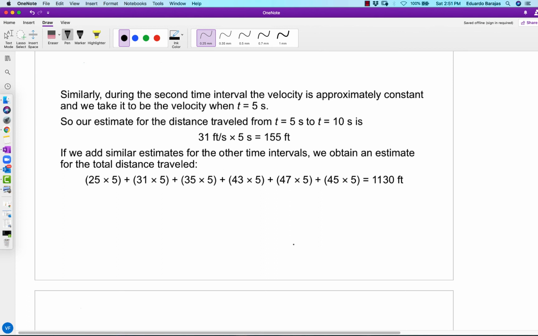Similarly, during the second time interval, velocity is approximately constant, and we can take it to be the velocity when t equals 5 seconds. So our estimate for the distance traveled from timestamp 5 seconds to timestamp 10 seconds is 31 feet per second times 5, which is 155 feet. So if we add similar estimates for the other time intervals, we obtain the total distance traveled, right? During the first interval of 5 seconds, the second interval of 5 seconds, the third, the fourth, the fifth, and so on and so forth. We multiply them all separately, add them together, we get an estimate of 1,130 feet.